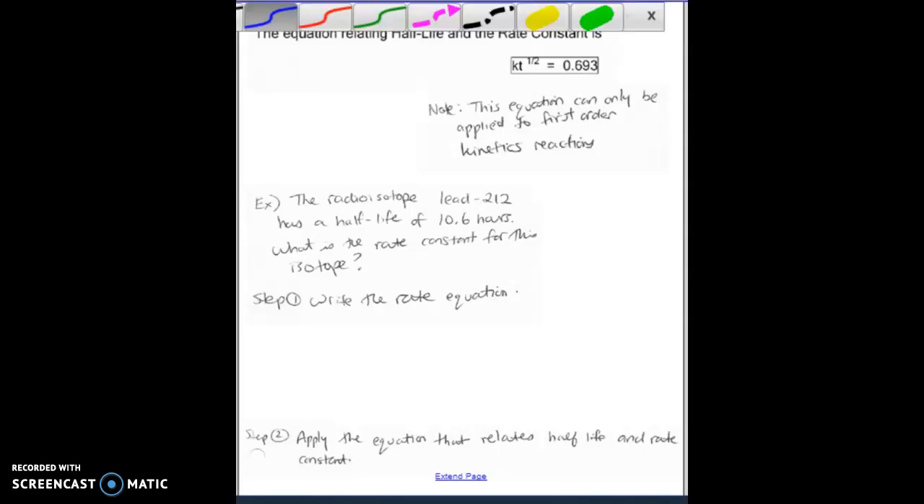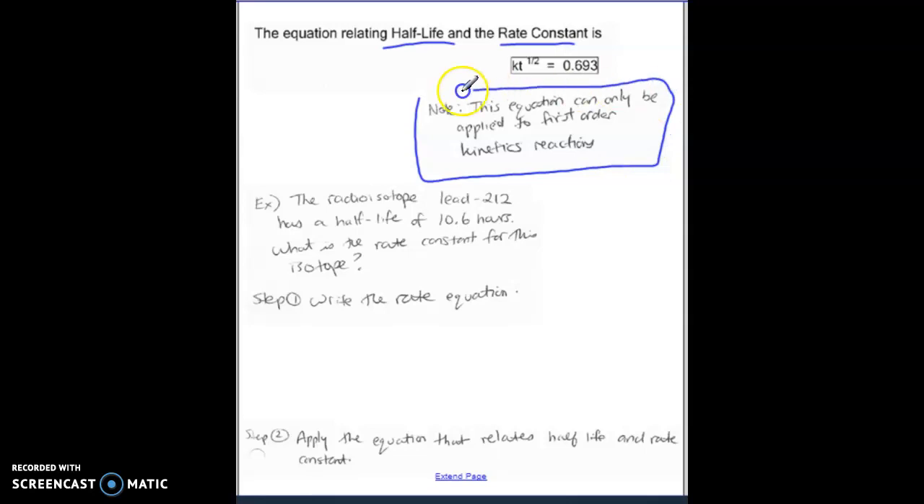Okay, so how does half-life relate to rate? Half-life and the rate constant of nuclear reactions have a relationship with one another. The K times the half-life of a nuclear decay is equal to 0.693.